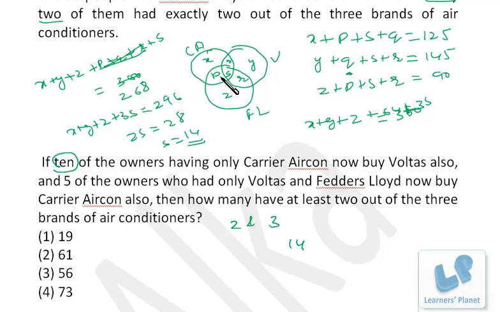2 brands. That means we already know P plus Q plus R plus S. P plus Q plus R is 32 and S is 14, that we have already calculated. So in all it is 46. The new entry is this 10. Right, because Voltas, Feathers, now buying Carrier aircon, this entry we already have. Voltas and Feathers, this is actually this R. So all R we have already calculated. So this 10 is the new entry, so I just add 10 over here. So in all it is 56 now.